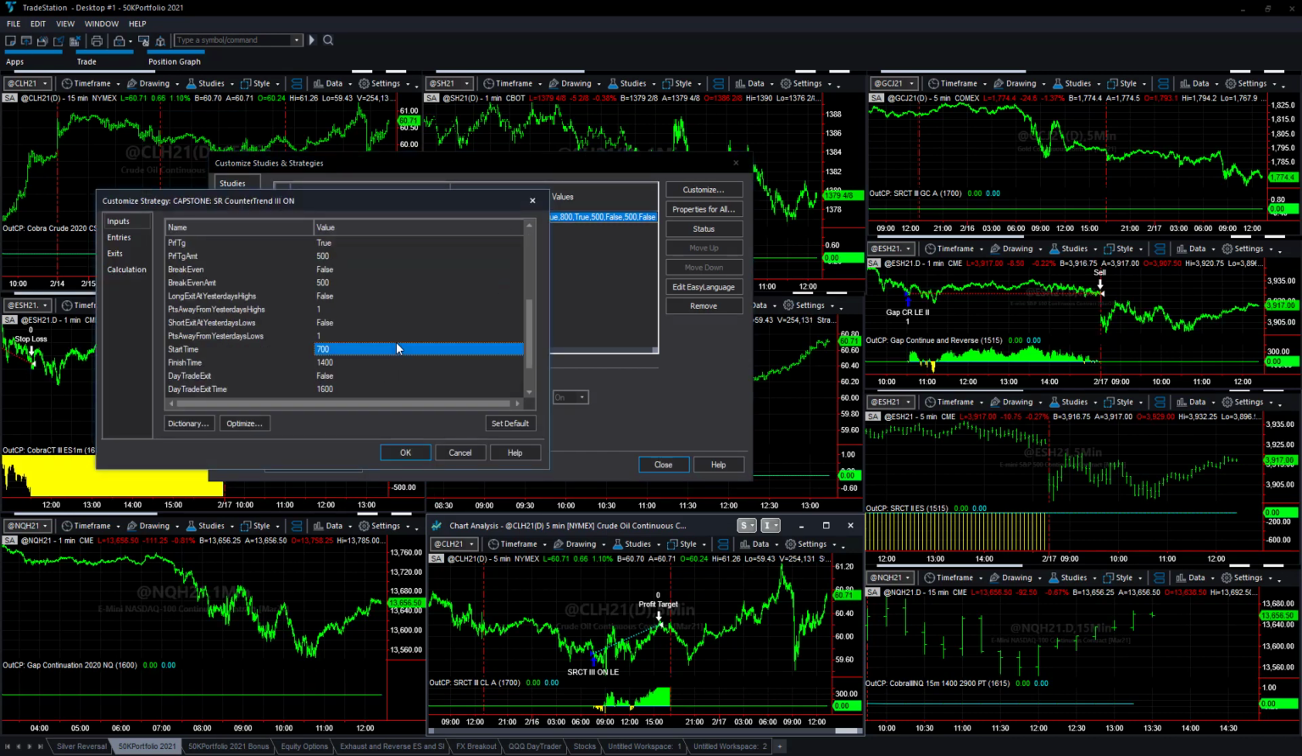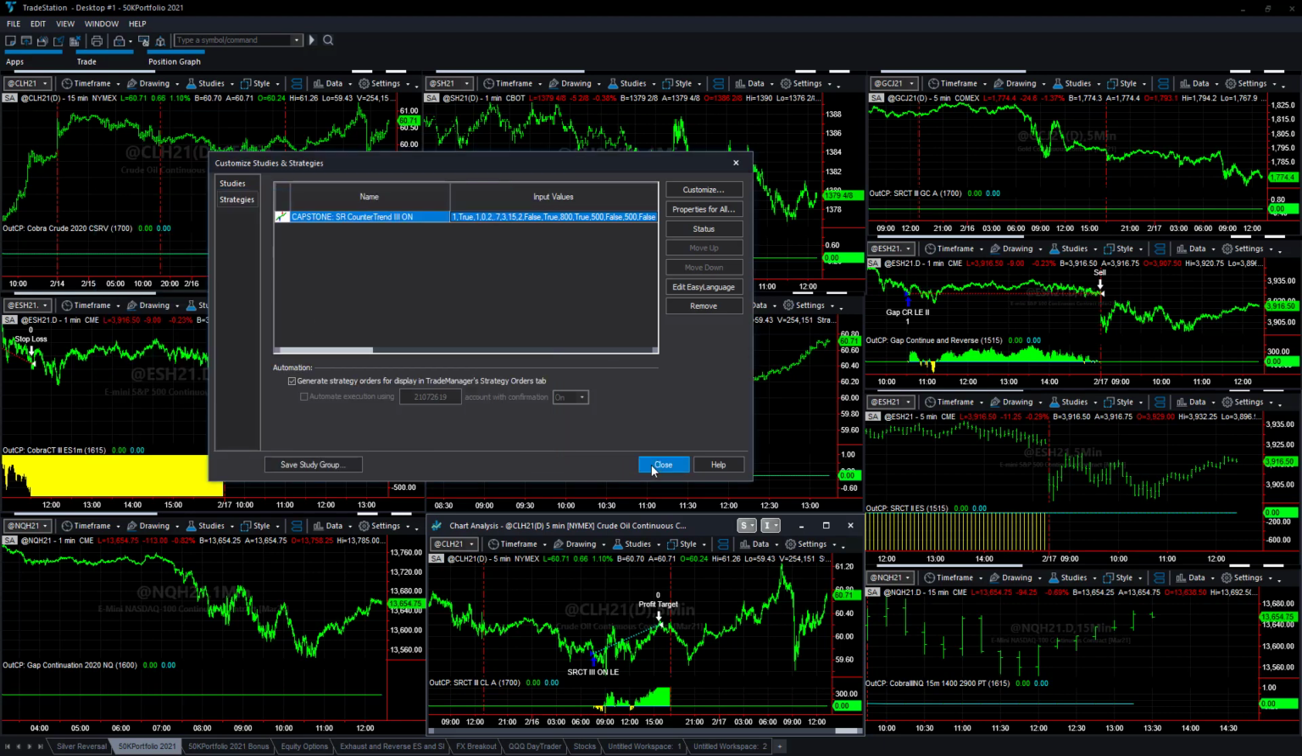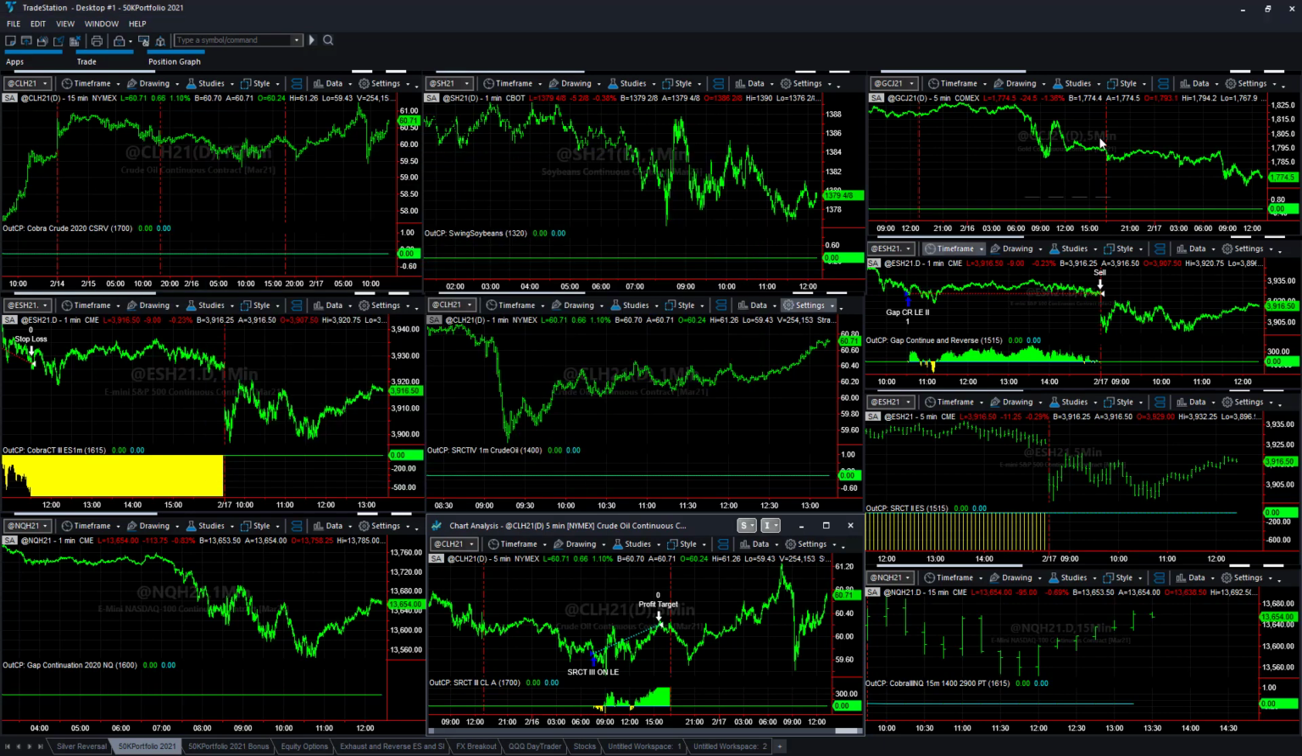And so it can enter between 7 a.m. and 2 p.m. Eastern Standard Time. This is on exchange time. It doesn't have a day trade exit, doesn't have a Friday exit. So there's no exit time for this strategy. It just waits till it either hits its profit target of $500 or its stop loss of $800. So that is SR counter trend 3, crude oil A.